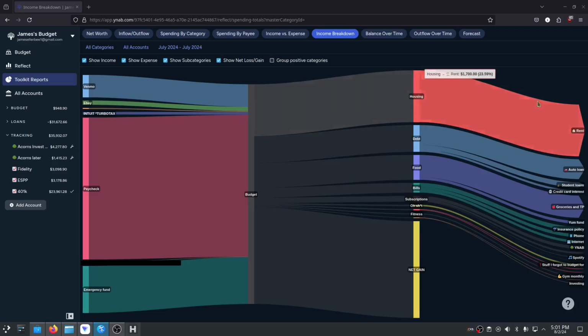So 35% housing, I can hover over either side of this housing. Housing is one major category with one subcategory, so on either side of this diagram, you can see 59% of my income went towards housing. That does fall underneath, or that is less than the 35% recommended guideline.